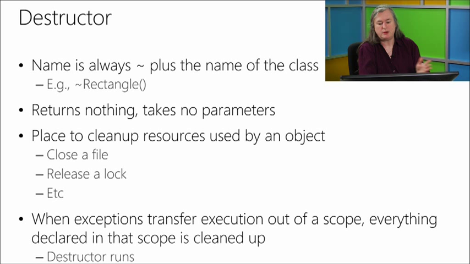And why did we come wandering around over this? Well, because it turns out that when exceptions are thrown and execution leaves scope, everything that was created in that scope and that goes out of existence, its destructor runs. And that turns out to be a great hook for us to make life simple.